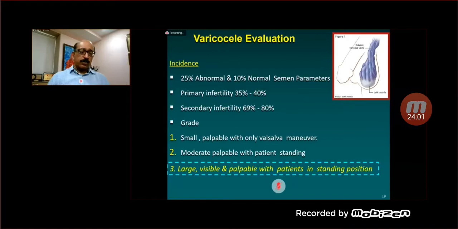Varicocele can be divided into three grades: small, moderate, and large. The small varicocele is palpable only with a Valsalva maneuver. The moderate is seen or can be palpated when the patient is standing. And the large varicocele is visible and palpable when the patient is in a standing position, and there is no need even to touch it, you can see it from a distance.